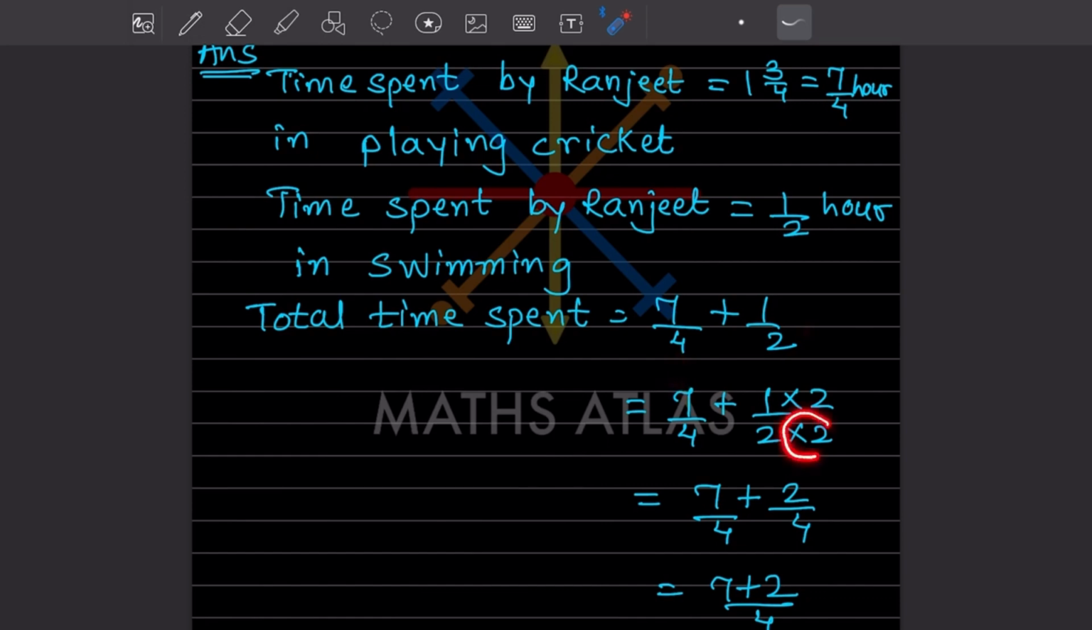Now 2 times 2 is 4. First thing we have to make the denominator same. So 2 times 2 is 4. So here again this is multiplied by 2, means this also should be multiplied by 2 in the numerator. So now this remains as it is, so this will be 2 by 4.